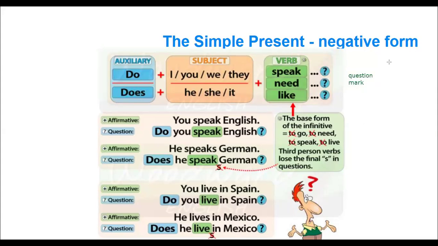Is it clear? Do you understand how to create the questions in simple present?